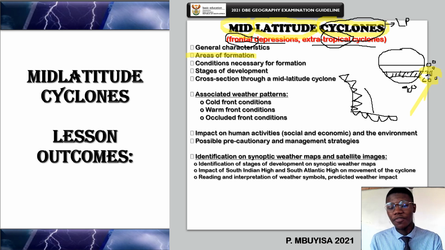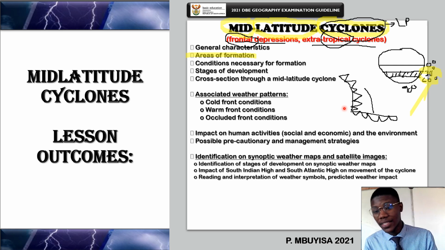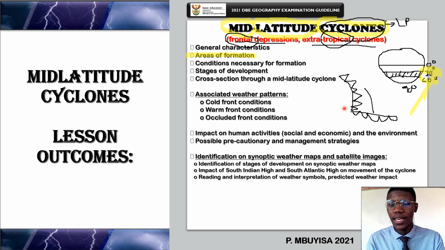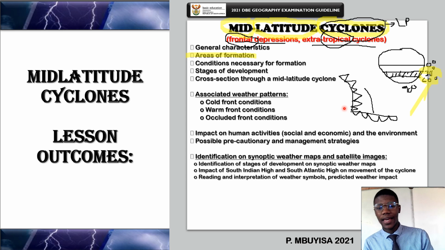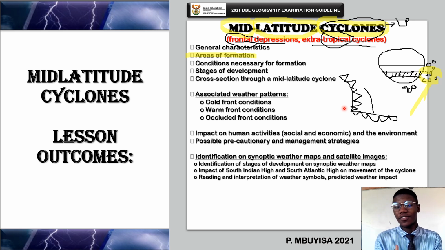Remember that we name fronts according to the air masses behind them. So behind a warm front is a warm sector, and behind a cold front it's your cold sector. So your cold sector would be somewhere here, and we say this is just one of their characteristics. Remember, area formation is between 30 and 60 degrees, and they're characterized by them having fronts.